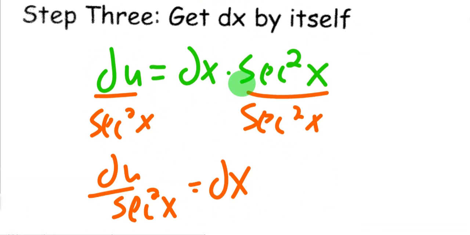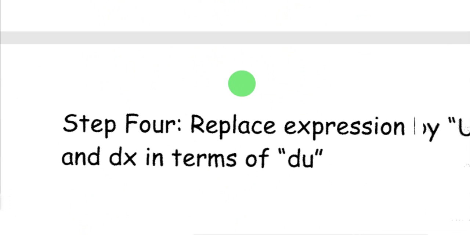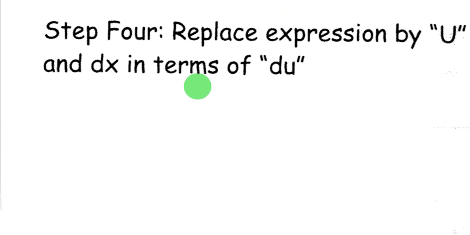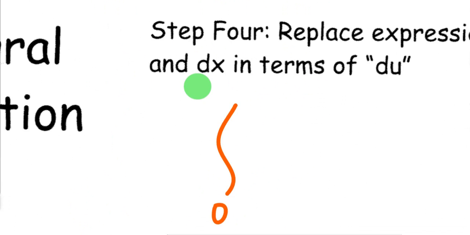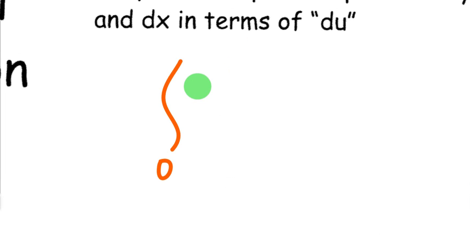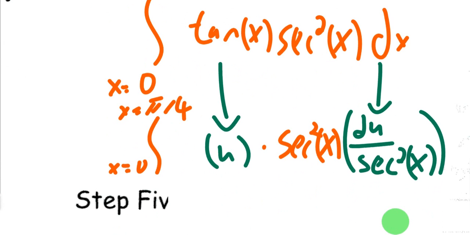Okay, step 4. All right, now we're going to replace the expression by u and dx in terms of du. Now let's just go ahead and rewrite our question here. We're going from 0 to pi over 4 of tangent secant squared. Okay, so here's what the substitution looks like. We said u was tangent of x. We got dx by itself. It was equal to du over secant squared x. So when we replace these, it looks like this. And like I said before, we can see now that this is going to cancel out. In fact, I'm going to go ahead and just put the slash through it because it's going to go away.